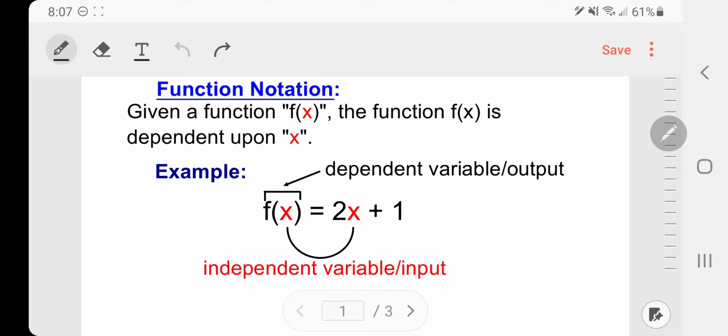It kind of names our function and makes it more specific. Okay, so here you can see that the number or whatever is inside is going to be our input, and that's our independent variable. Okay, and then our dependent variable is this entire f of x. Our entire function ends up being our dependent variable. So what we input clearly is going to affect the output of our function. Okay, so let's take a look at a couple of examples here.